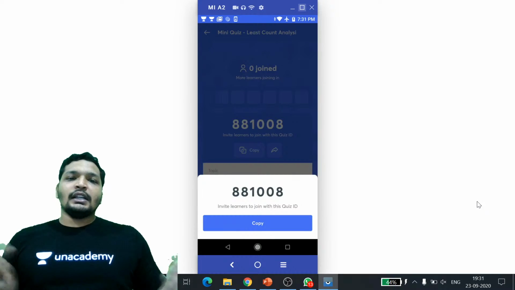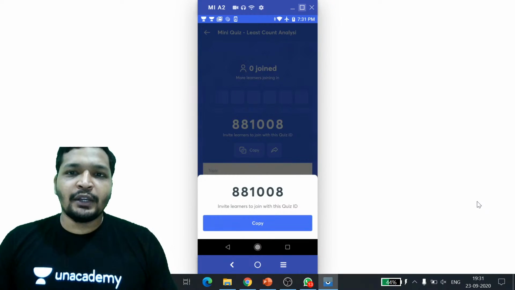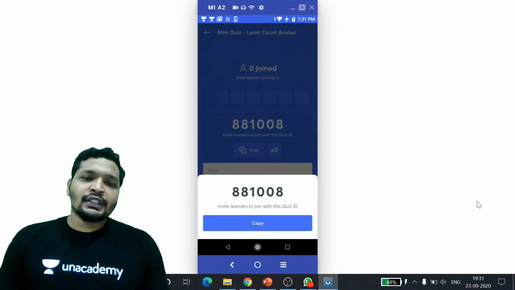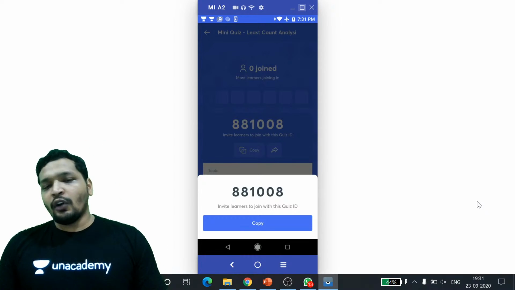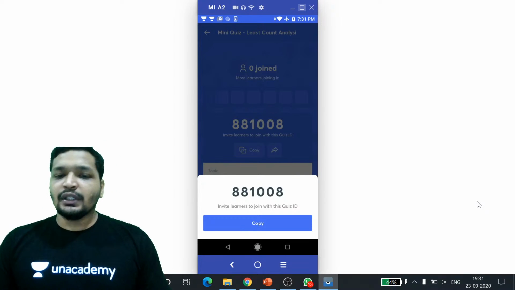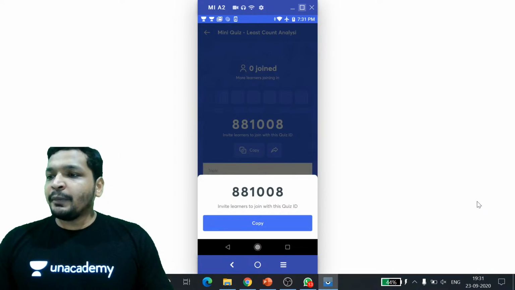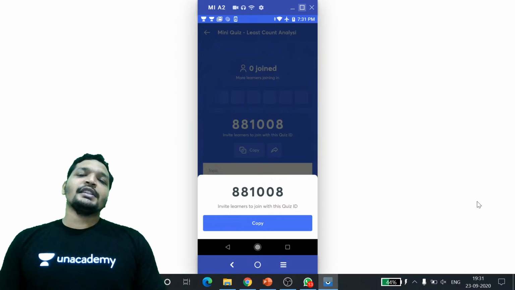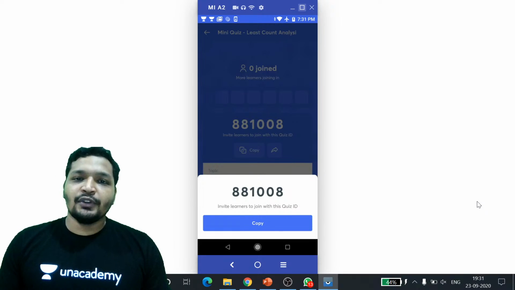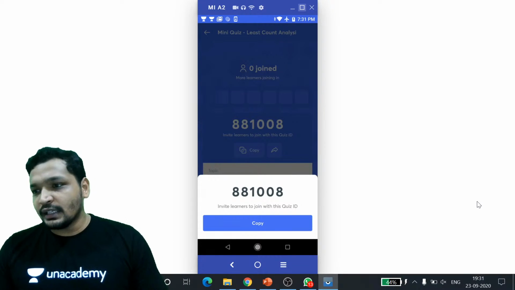Hello students, very warm welcome to this mini quiz on least count analysis. Today we are going to discuss the second part of JEE Advanced paper 1 2019. But before that we are going to have a short quiz on least count analysis with some PYQs and also some interesting questions on least count analysis.